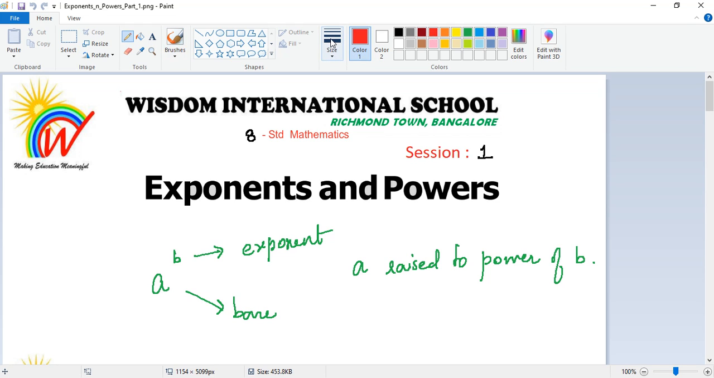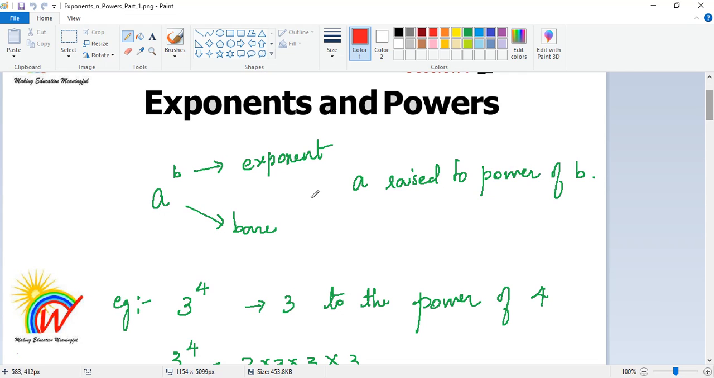So children, we are going to start a new chapter today. I hope you have completed your previous chapter, cubes and cube roots notes. So we'll start with exponents and powers.